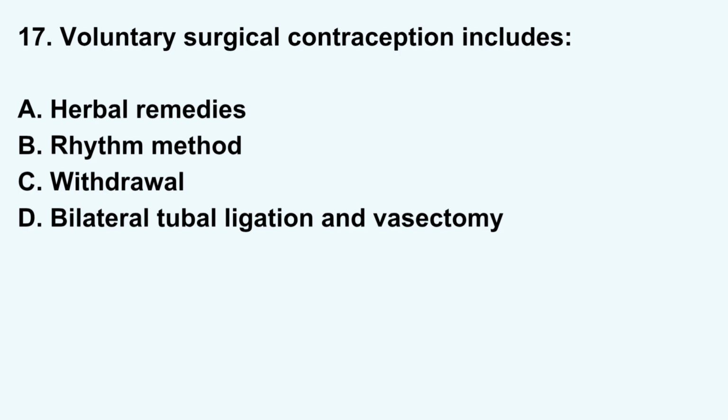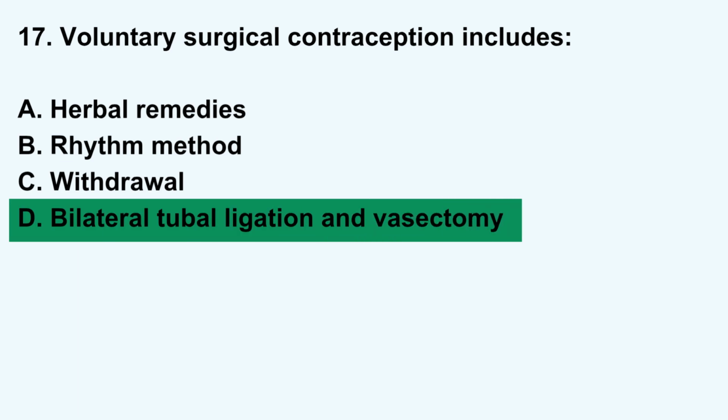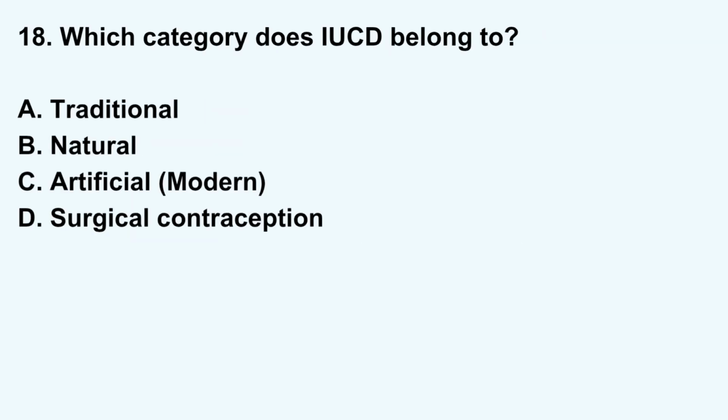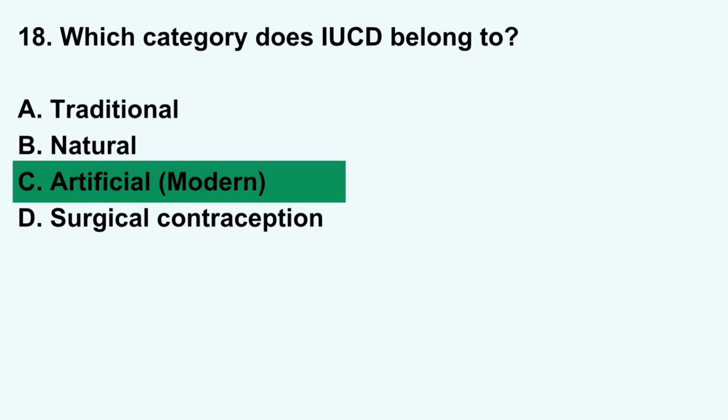Voluntary surgical contraception includes: A. Herbal remedies, B. Rhythm method, C. Withdrawal, D. Bilateral tubal ligation and vasectomy. Correct answer: D. These are permanent surgical procedures to prevent fertility. Which category does IUCD belong to? A. Traditional, B. Natural, C. Artificial, modern, D. Surgical contraception. Correct answer: C. IUCD is a modern device inserted into the uterus to prevent pregnancy.